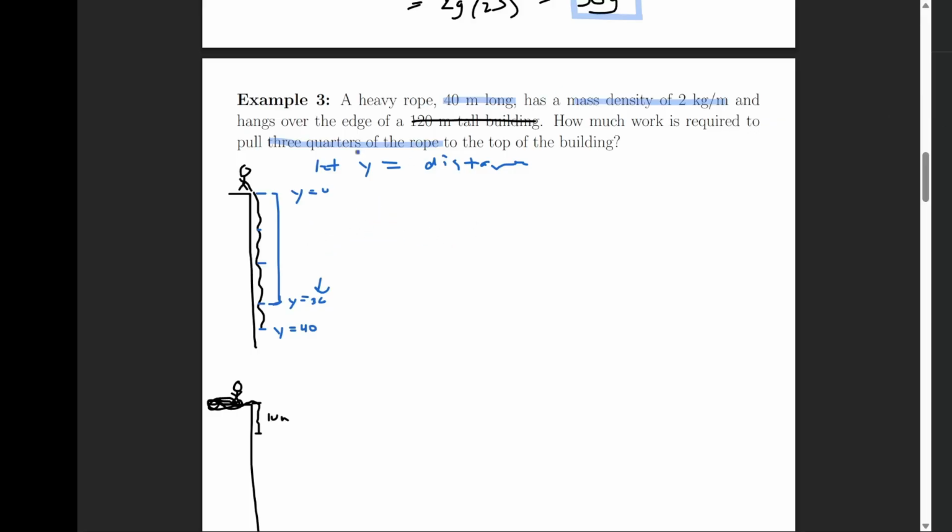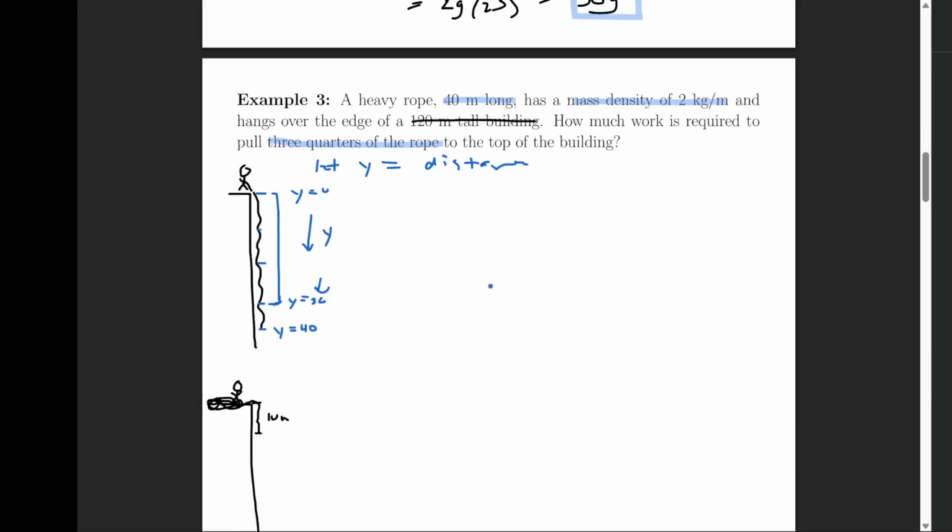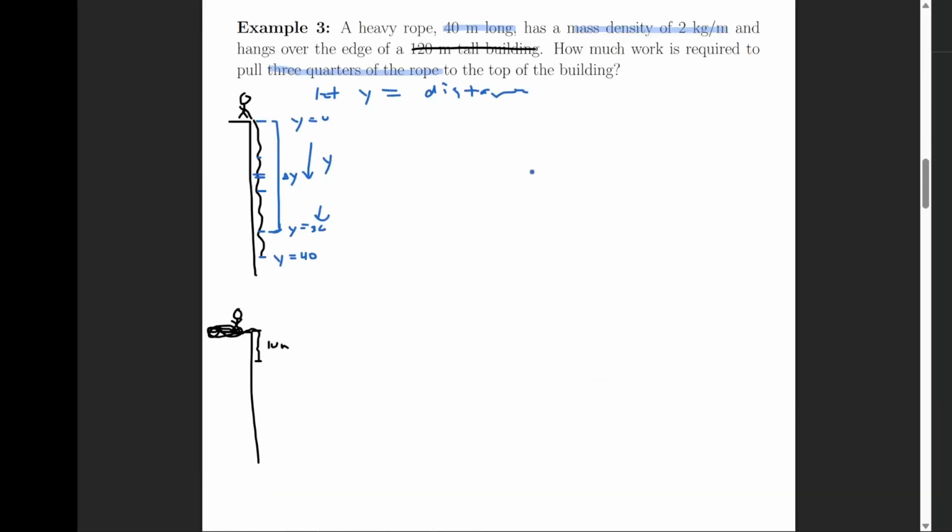So now we're also going to label whatever the y position is as y. So whatever the distance is up here, as we label it, is y. And again, like in this problem, we're going to be looking at a single slice, so a slice here, and it's going to be delta y.